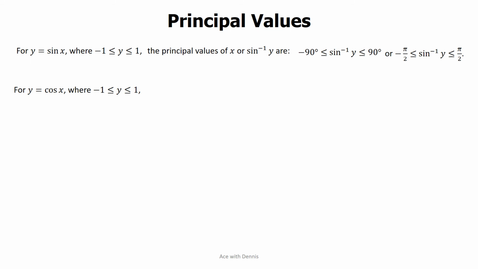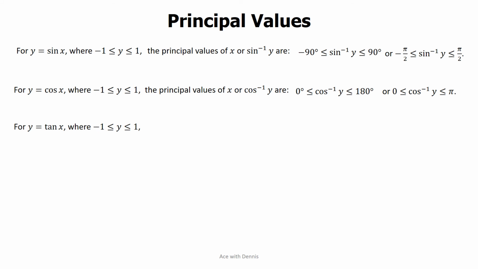For y equals cosine x, where the range of y is from -1 to 1, the principal values of x, or inverse cosine y, range from 0 to 180 degrees. Or in radian mode, the range of inverse cosine y is from 0 to pi.